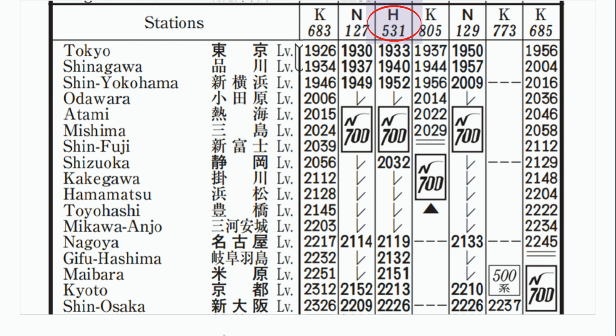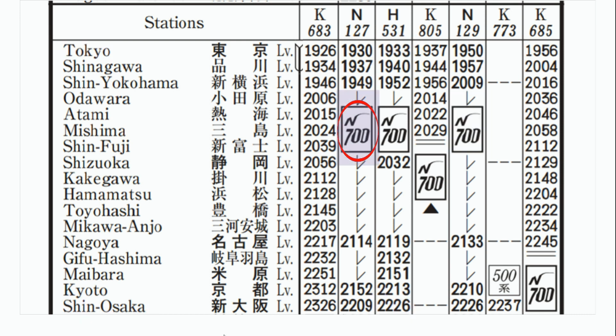Nozomi is faster than the Hikari because it stops only at the largest stations on its trip from Tokyo to Shin-Osaka. The Nozomi train takes only about 2 hours and 30 minutes from Tokyo to Osaka, while the Hikari travels the same distance of 515 kilometers from Tokyo to Osaka in 3 hours.